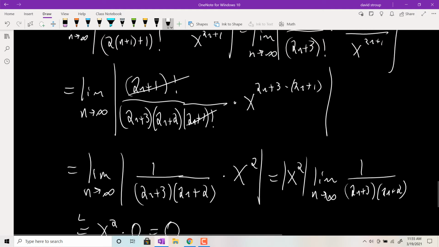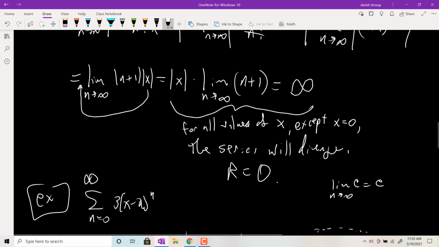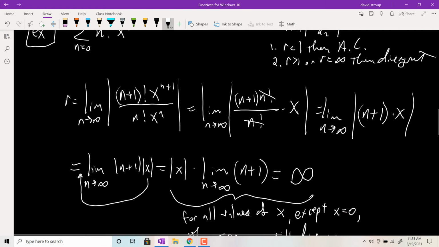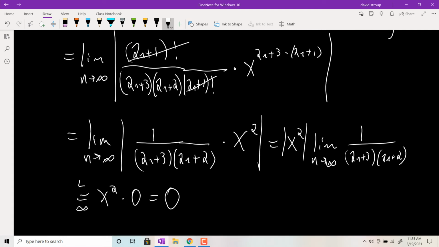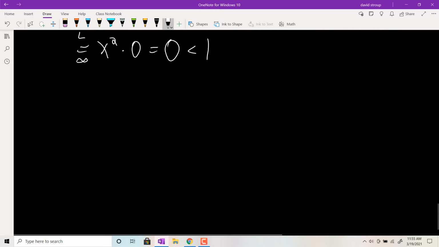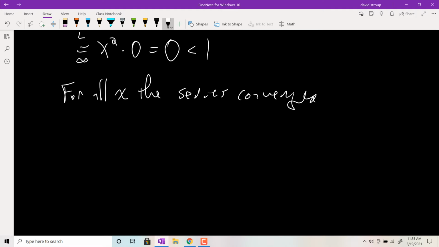Okay. So our ratio test says that if r is less than 1, then it's absolutely convergent. And that's the thing that we're working with here. This is our r value. Okay, and our r value is 0, which is definitely less than 1. In other words, for all x, the series converges. Okay, so the r value in this case is then going to be infinity.